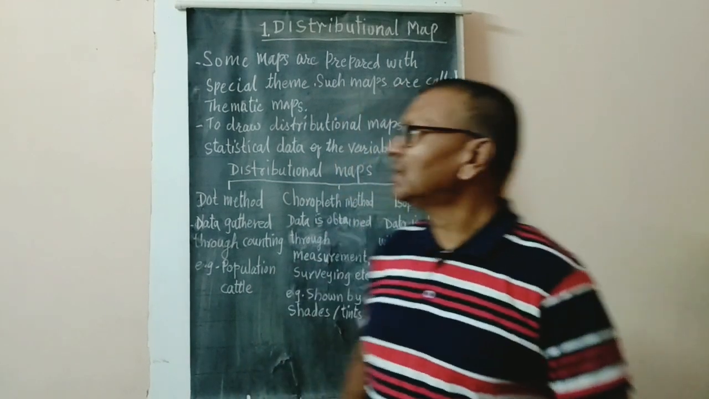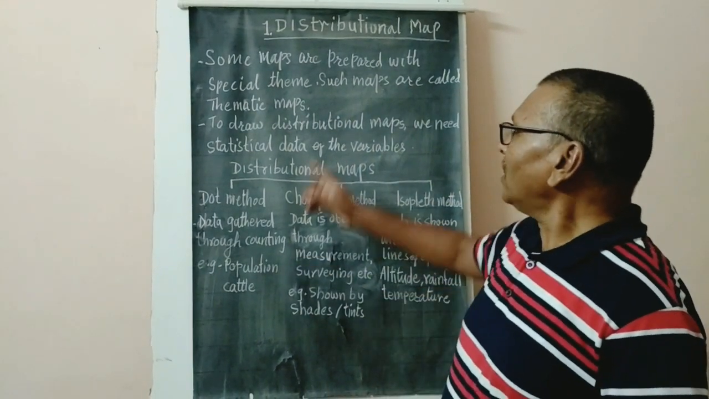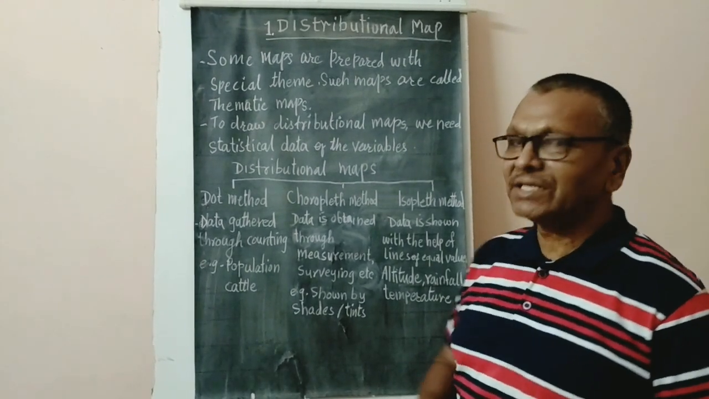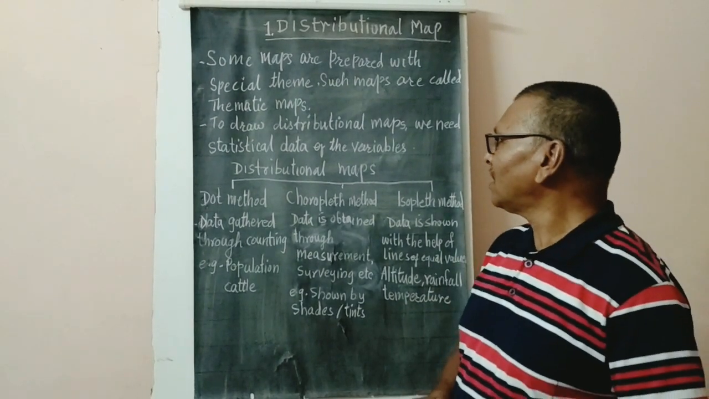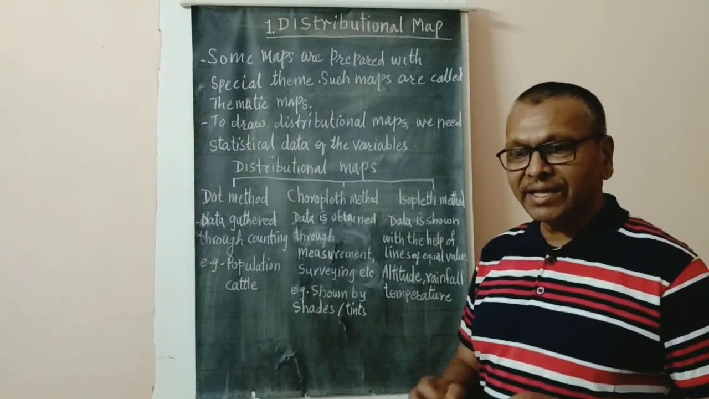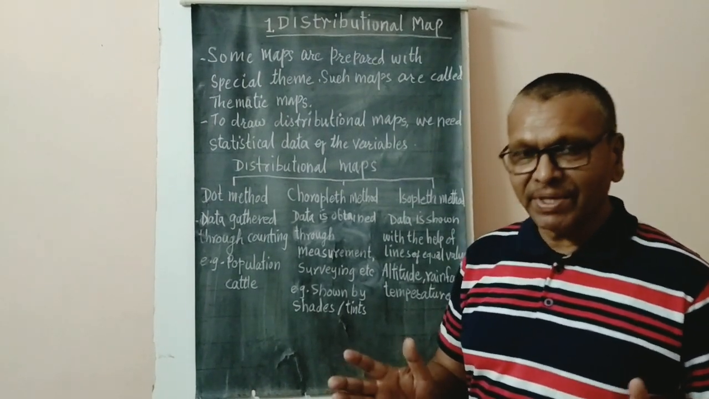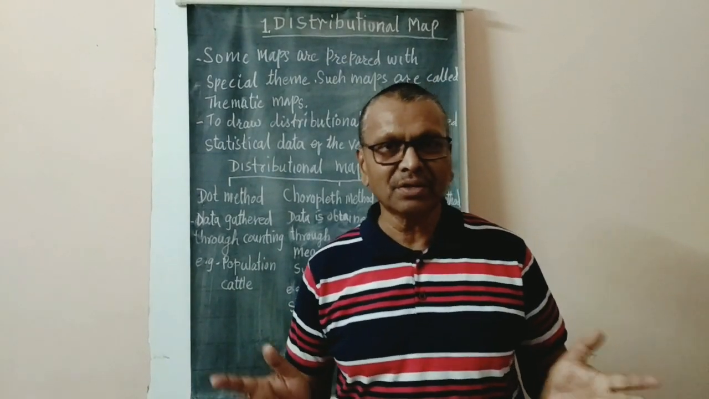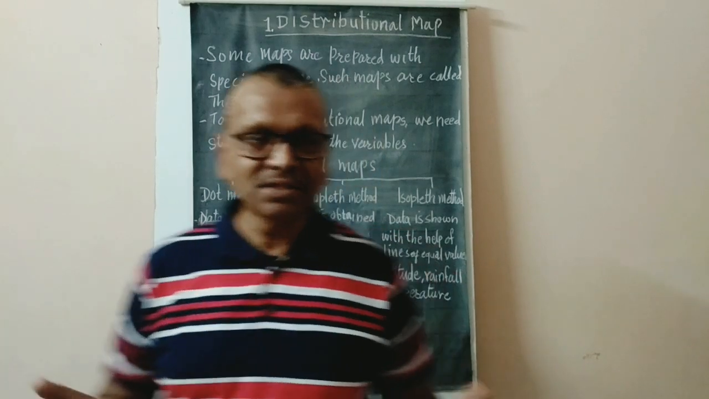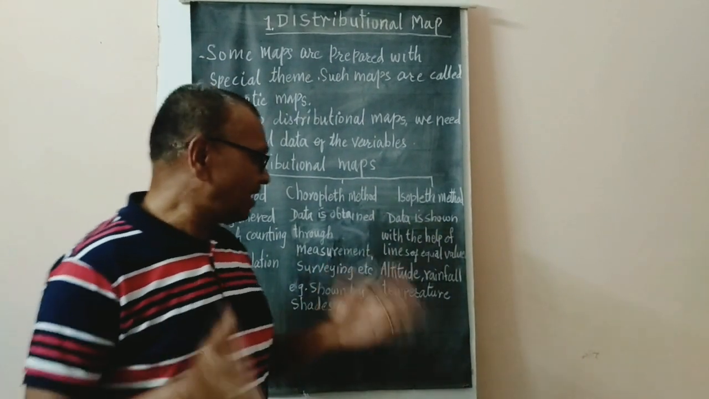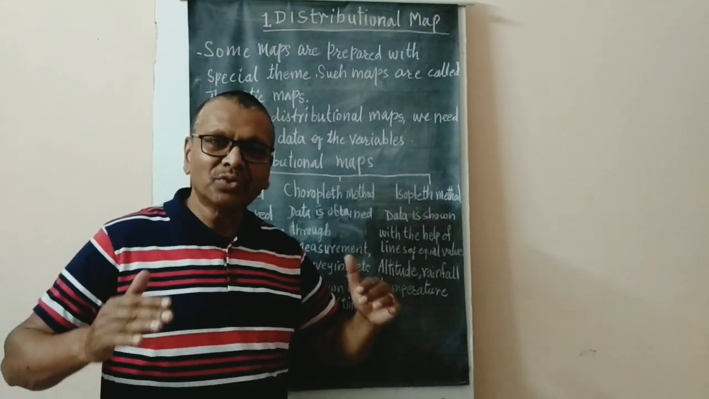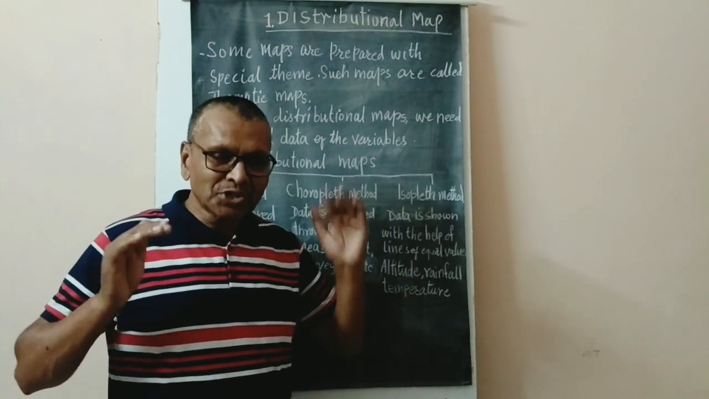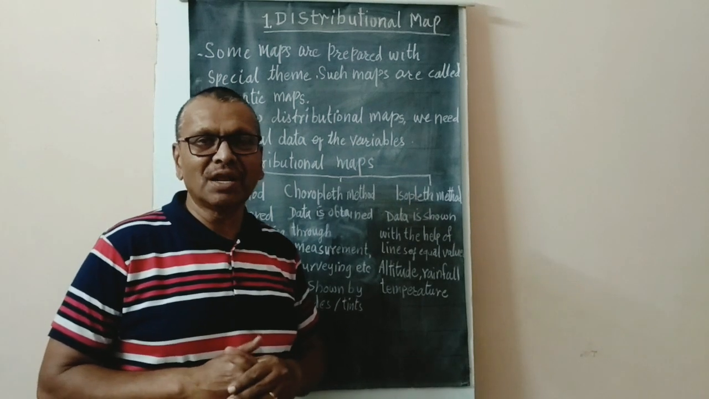My dear students, to draw a distributional map, we need statistical data of the variable. Variable means, for example, the temperature, the population, the cattle, or the rainfall, or the altitude. These are called variables. So these variables are shown through the distributional map.